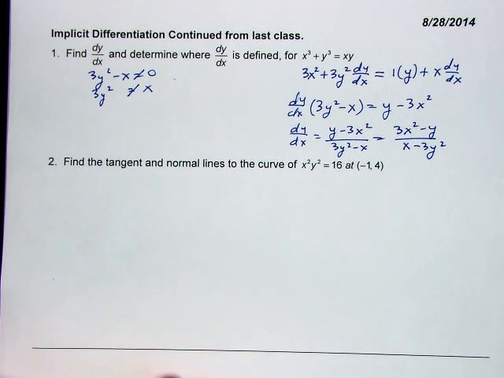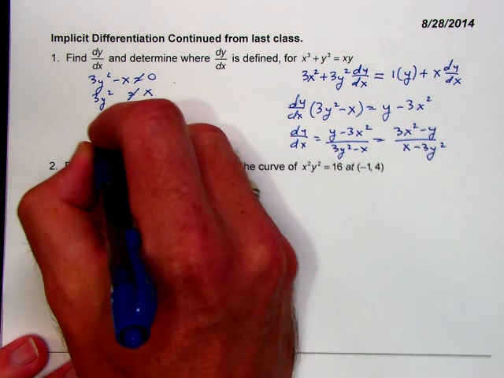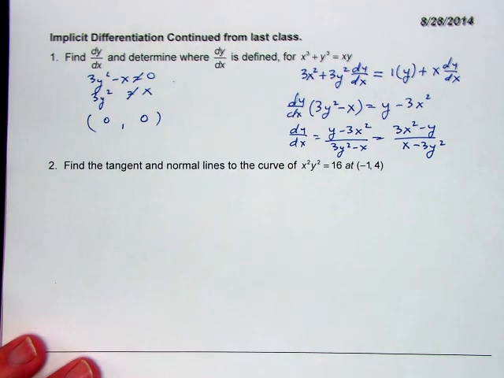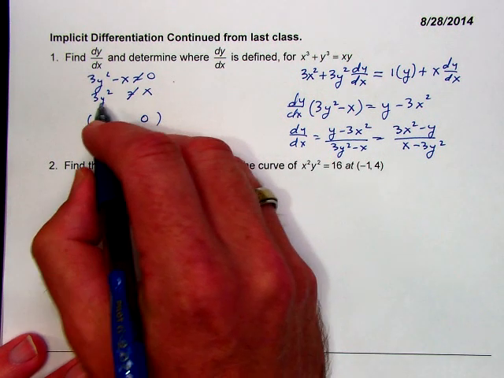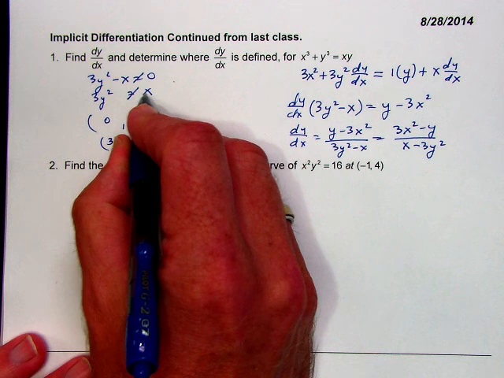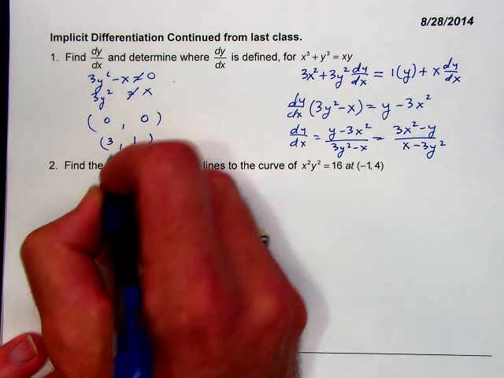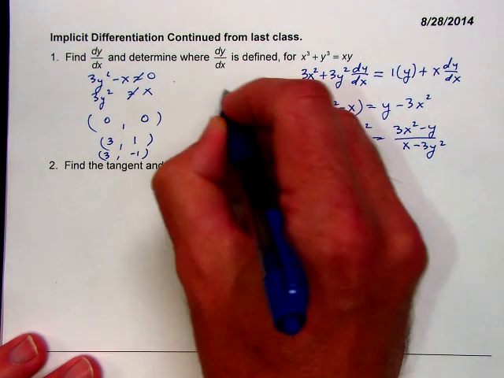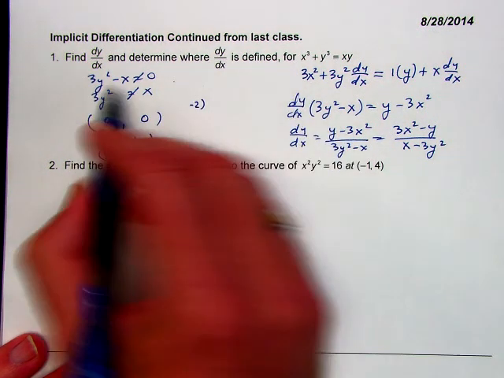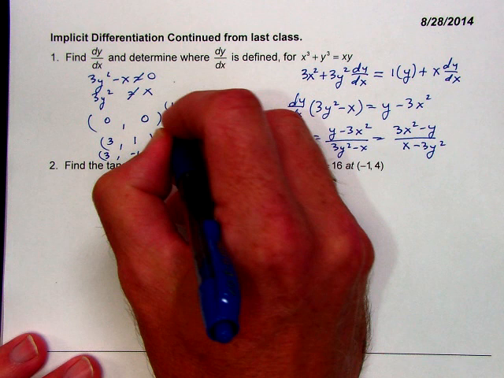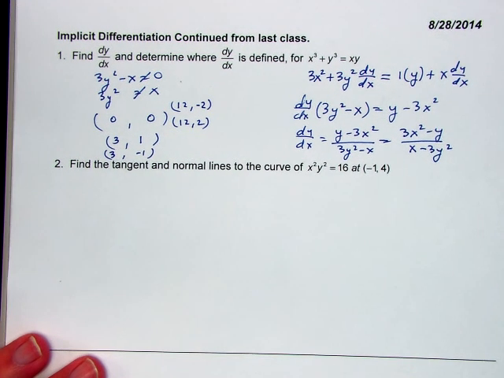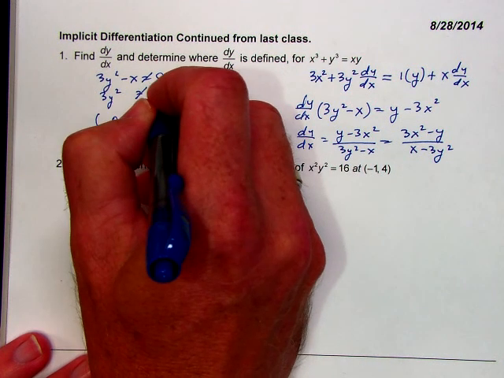So what are some points that it's not defined at? When y is 0, it's not defined at (0, 0). When you plug in a y value of 1, your output is 3. If I plug in negative 1, it's also not defined at 3. It's also not defined when x is 12, at (12, negative 2) or at (12, 2). So those are just a few sample points, but it is not defined whenever this is true.